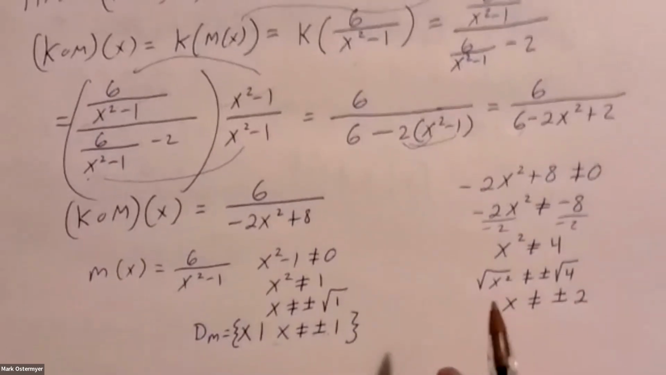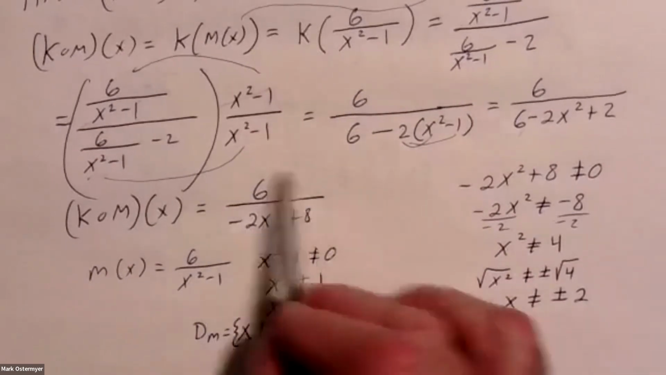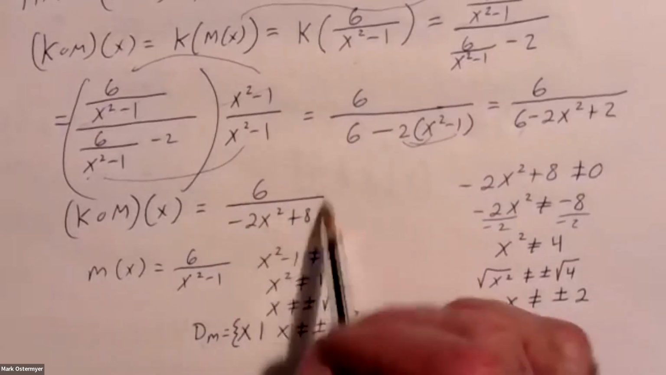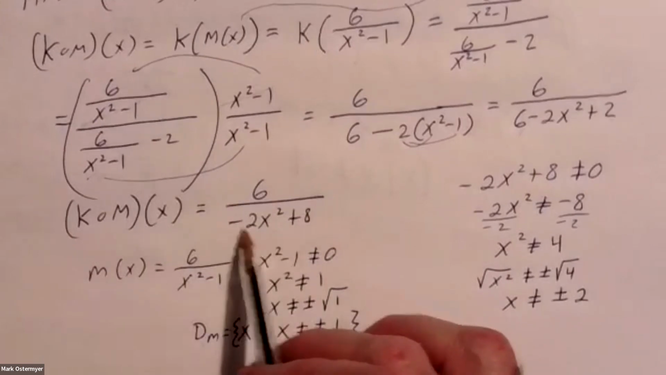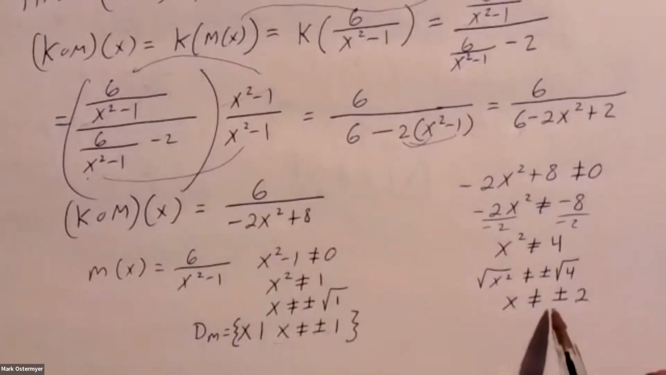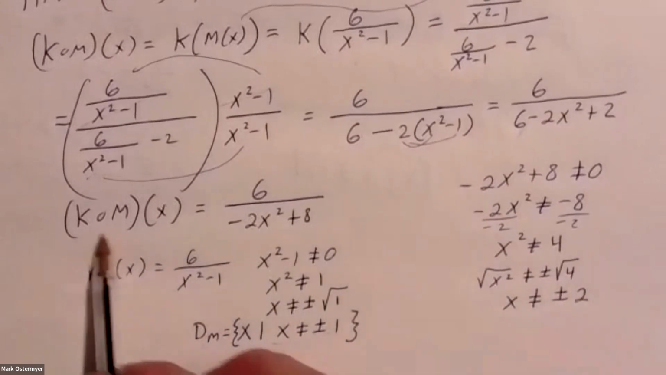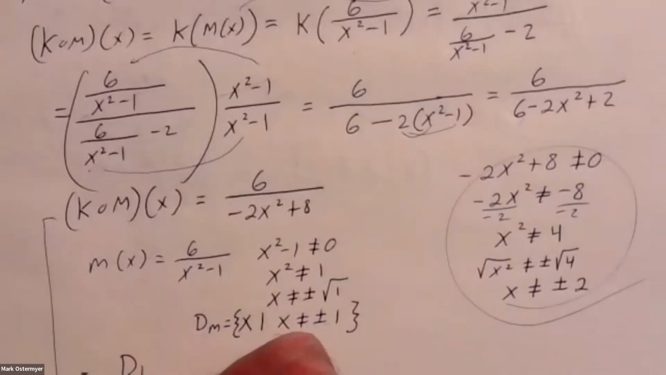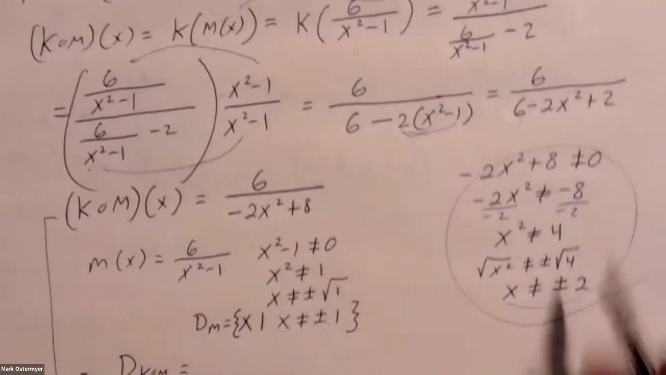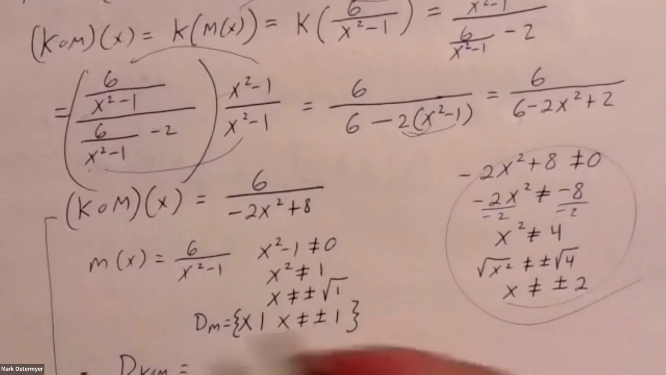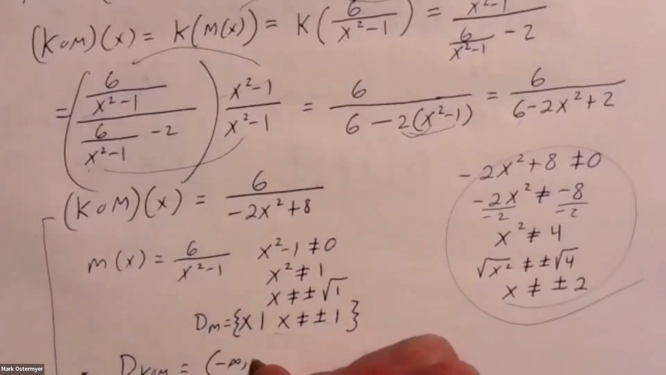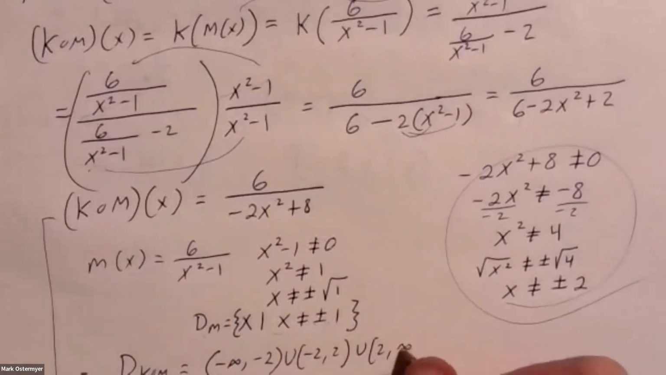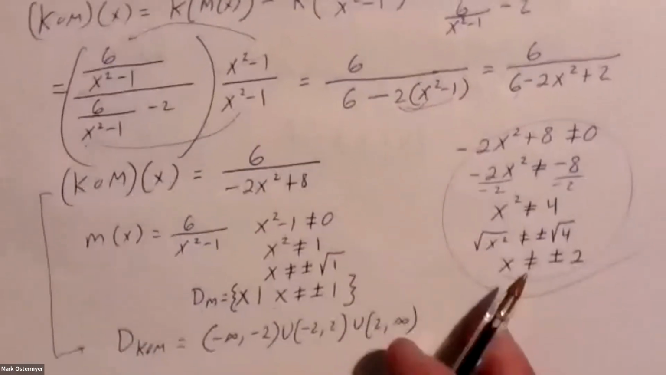Now, we also said that the set of numbers for which this function is going to be defined is all real numbers except positive or negative 2. So initially, it looks like the domain of this new function k composed with m looks like it's all real numbers except what? Positive or negative 2, correct? It looks like this right here. This is saying all real numbers except 2 or negative 2.